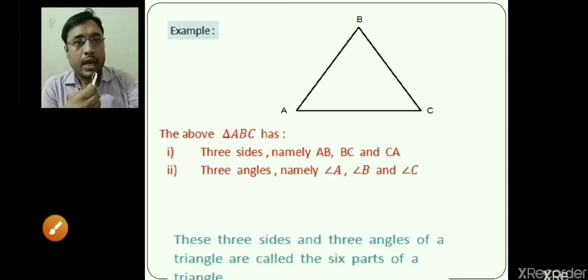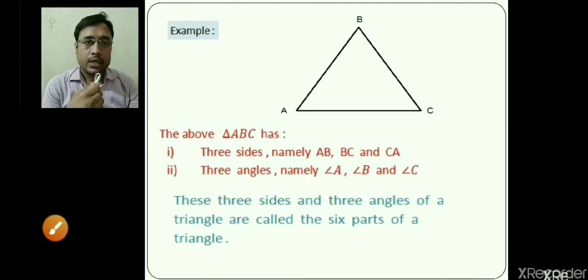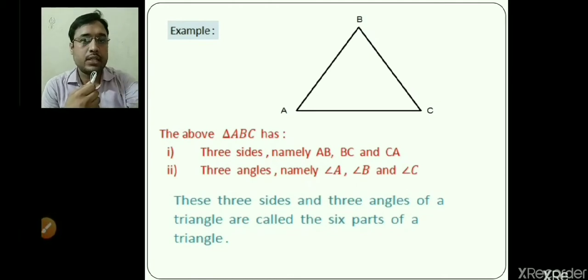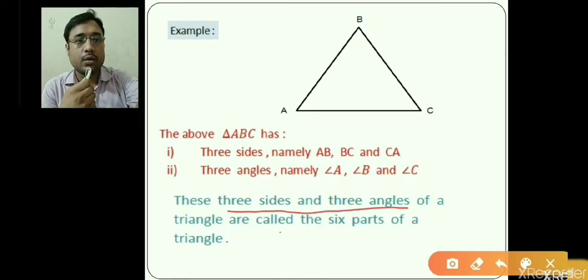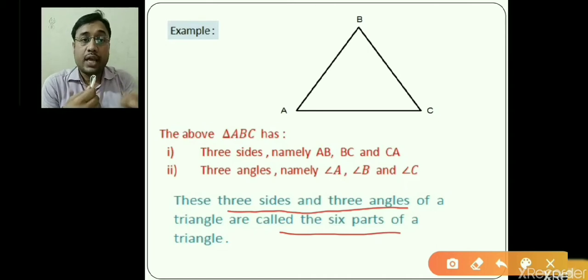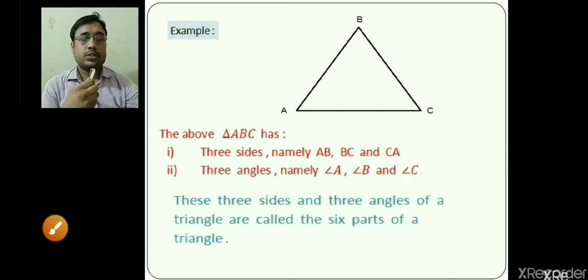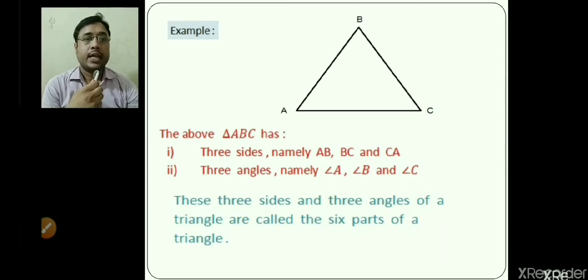Okay, and these are called the parts of the triangle. These three sides and three angles of a triangle are called the six parts or six elements of a triangle. Is it clear? So the parts you have understood: the three sides and the three angles are the six parts of a triangle. At each vertex there is one angle.